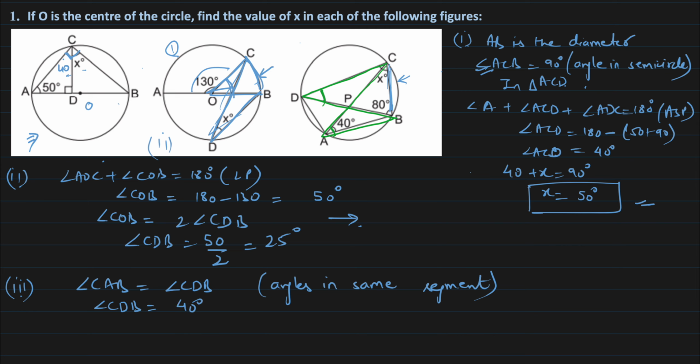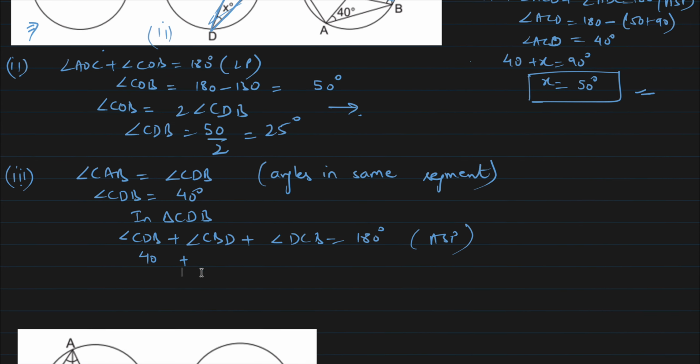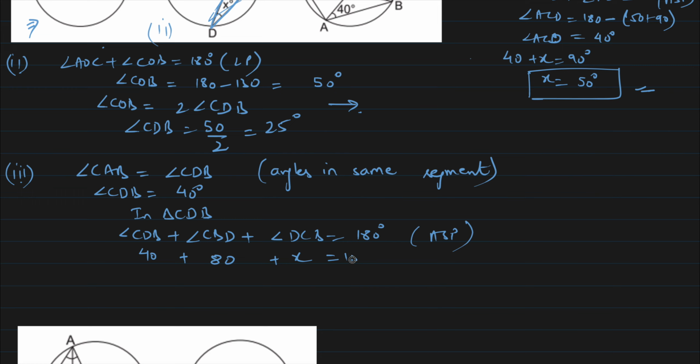Now CDB is 40 degrees. What do I have to find out? I have to find out x here, right? So it's triangle CDB. In triangle CDB, we have two angles. Angle CDB plus angle CBD plus angle DCB is 180 degrees, angle sum property. So let's write CDB 40, CBD we have 80, and this is x. So x is 180 minus 120, so x comes out to be 60 degrees here. Clear, students? I hope all three parts are clear.